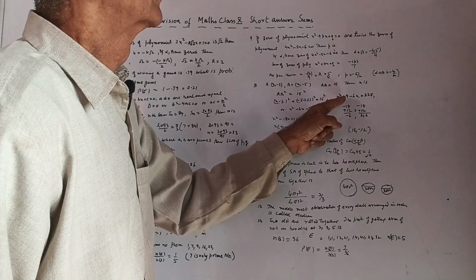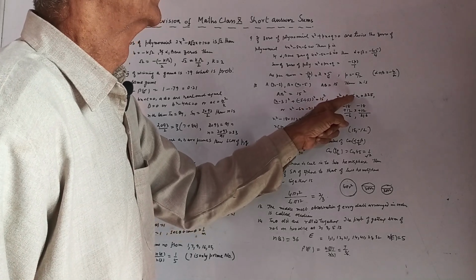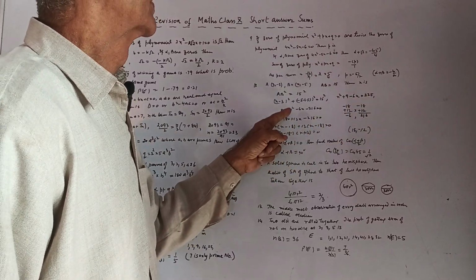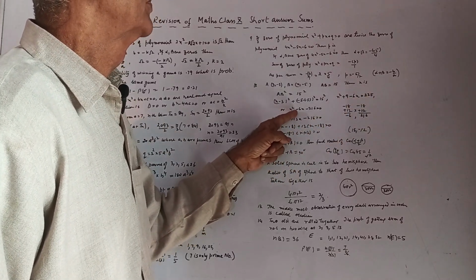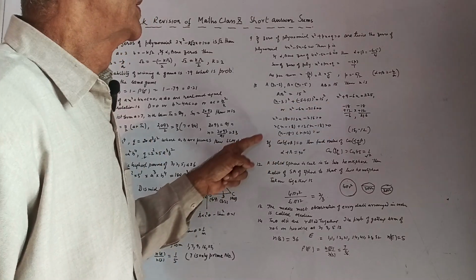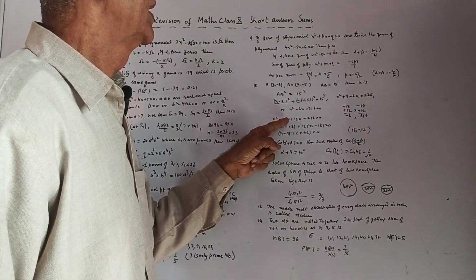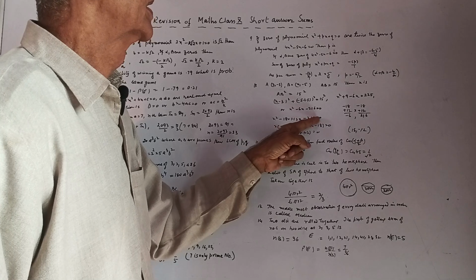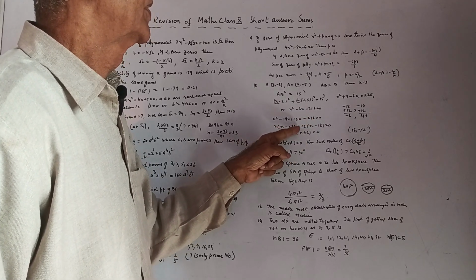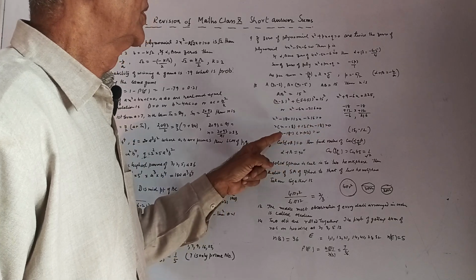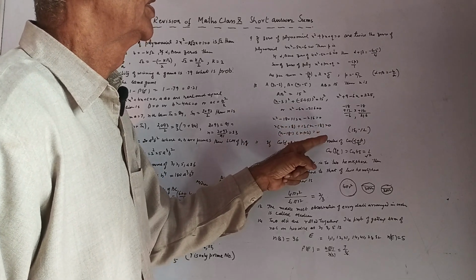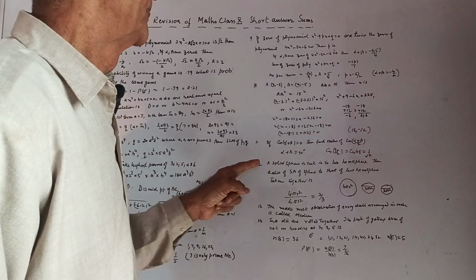Now x square plus 9 minus 6x equal to 225. So we get x square minus 6x minus 216 equal to 0. Factorize. So we get x square minus 18x plus 12x minus 216 equal to 0. Take x common: x into (x minus 18) plus 12 into (x minus 18) equal to 0. Take x minus 18 common, (x minus 18)(x plus 12) equal to 0. Answer is 18, minus 12.